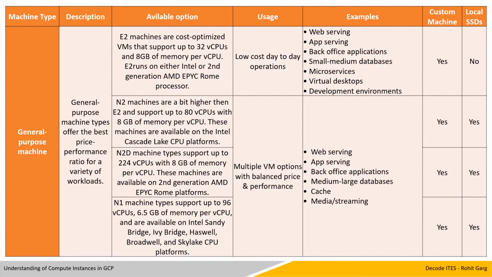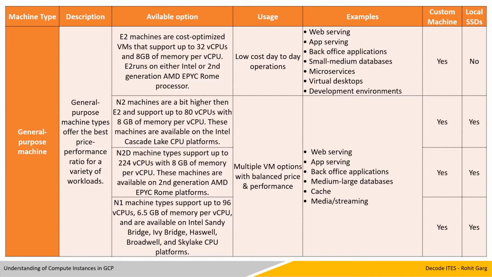Let's review all machine types one by one. The major one is general purpose machine. General purpose machine types offer the best price performance ratio for a variety of workloads. In general purpose machines, you will primarily get four types of machines: E2 machines, N2, N2D and N1 machines.